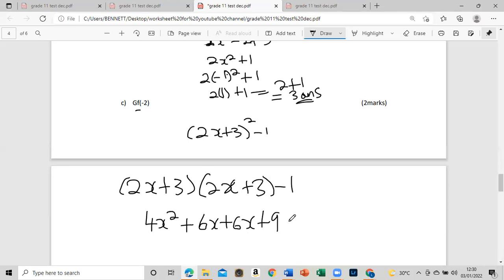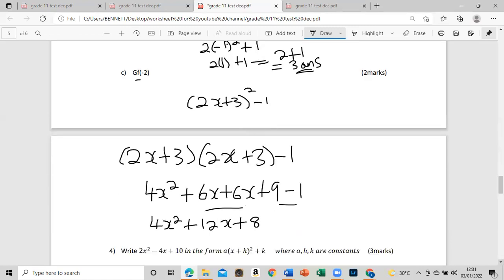Alright, now minus 1. So these are like terms, and these are like terms. So you can just write the 4x squared. 6 plus 6 will give us 12x. And 9 minus 1 will give us plus 8. So that's the answer for g of f, combined. But we need to put in negative 2.